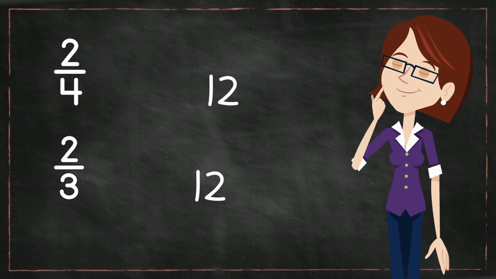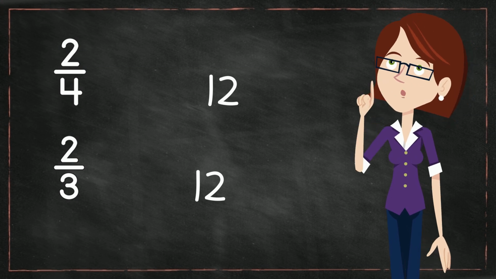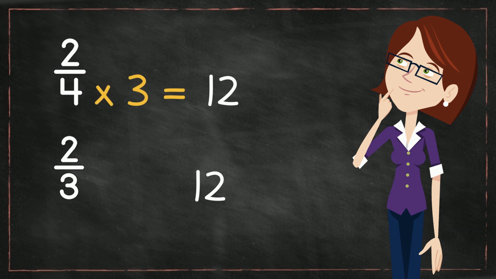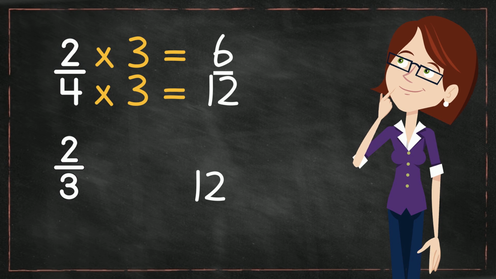Now that we know our common denominator is 12, let's find equivalent fractions. First, let's find a fraction equivalent to 2/4. What do we do to the 4 to make it a 12? We multiply by 3, so we need to do the same to the numerator. 2 times 3 is 6, so 6/12 is equivalent to 2/4.